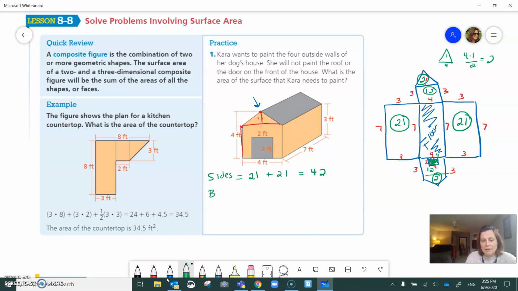The back was a rectangle plus a triangle. The rectangle was 12. The triangle was 2, so the back is 14. And the front was the one that's weird. The front is also 14, just like the back, but we have to subtract the door, which is 2 by 2, or 4, and 14 minus 4 is 10. And if we add these up, we get 66 feet square.